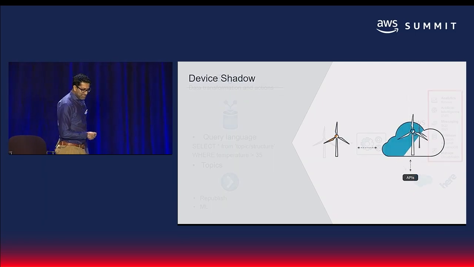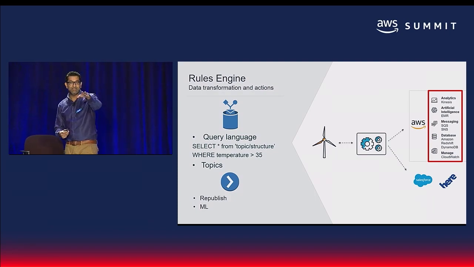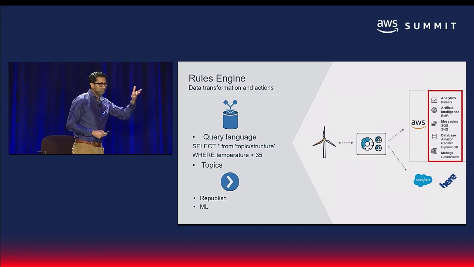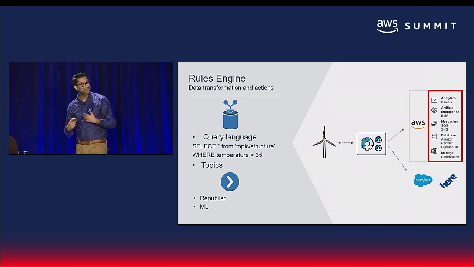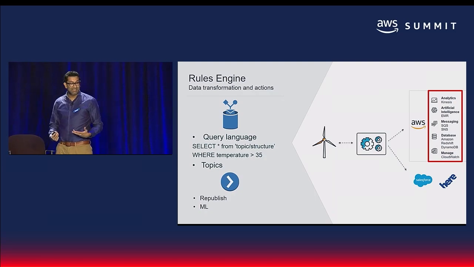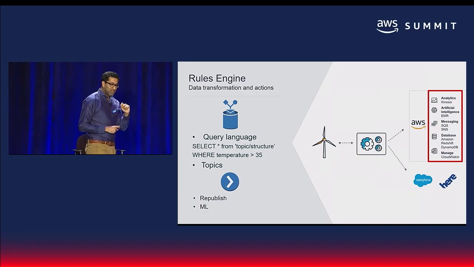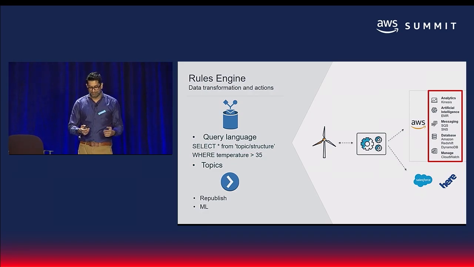I put two other points here. Republish. So if a message comes in, you can modify it and then republish it to another topic. Maybe the sensor data comes in Celsius, as I mentioned, and you want to convert it to Fahrenheit before it gets funneled up. You can do that. And ML is the piece that, as you know, is a big push for machine learning. You can also do that with this ecosystem. So again, very flexible, very powerful way of using the data that's coming in in a meaningful way.